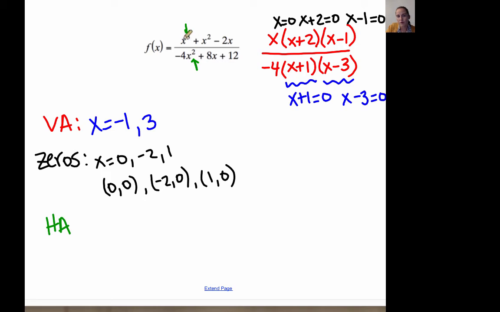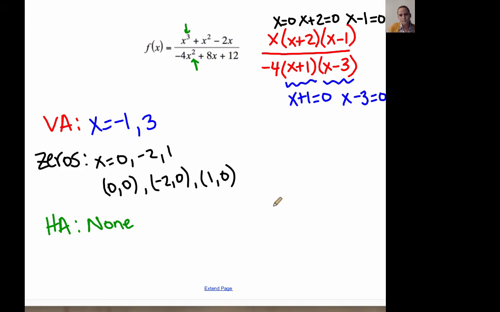We have bigger on top. Big on top, so Bobo Botan. Botan is big on top, none. Big on top, none. So there is none. There's no horizontal asymptote in this problem.